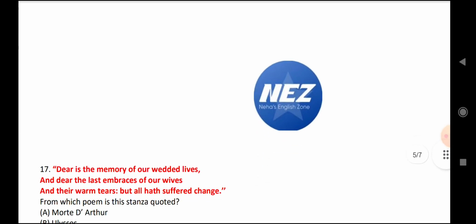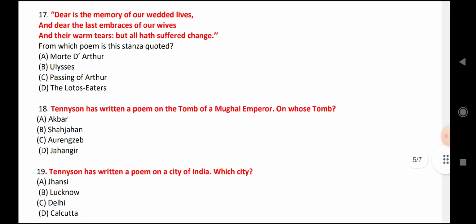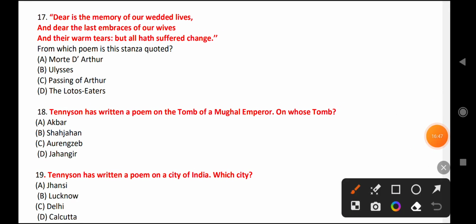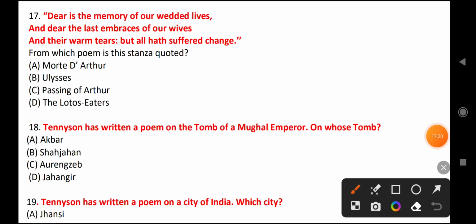Now let's come to question number 17. Dear is the memory of our wedded lives, and dear the last embraces of our wives, and their warm tears, but all hath suffered change. It is a very dear, beautiful thing, the memory of our wedded lives and the embrace that our wives gave us, and their tears when we departed, but it has all changed. So this line is from which work? Lotus Eaters. This line is from his poem The Lotus Eaters.